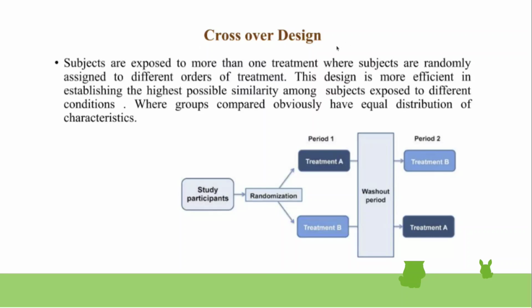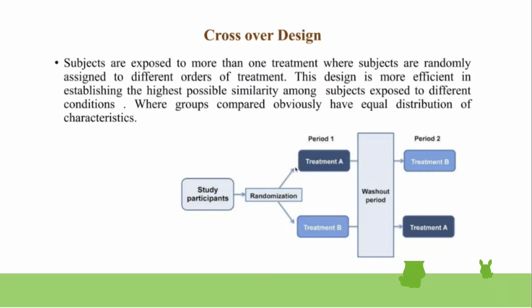Next, crossover design. Subjects are exposed to more than one treatment. Not only music therapy, some pain relieving protocol is also used, and music therapy is also used. Like that, more than one treatment, where subjects are randomly assigned to different orders of treatment. This design is more efficient in establishing the highest possible similarity among subjects exposed to different conditions. So study participants you will randomly allot to group one and group two. Treatment A, treatment B, two groups, where a washout period is there, then period 2. Here they will check treatment B and treatment A.